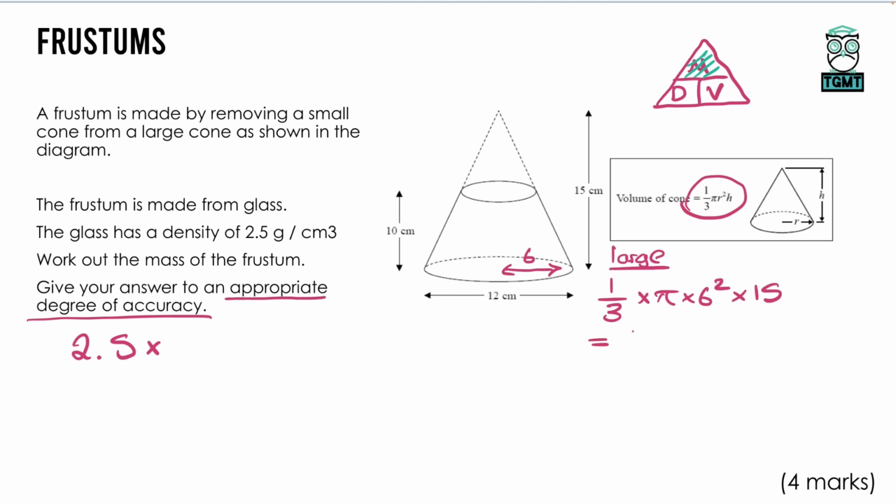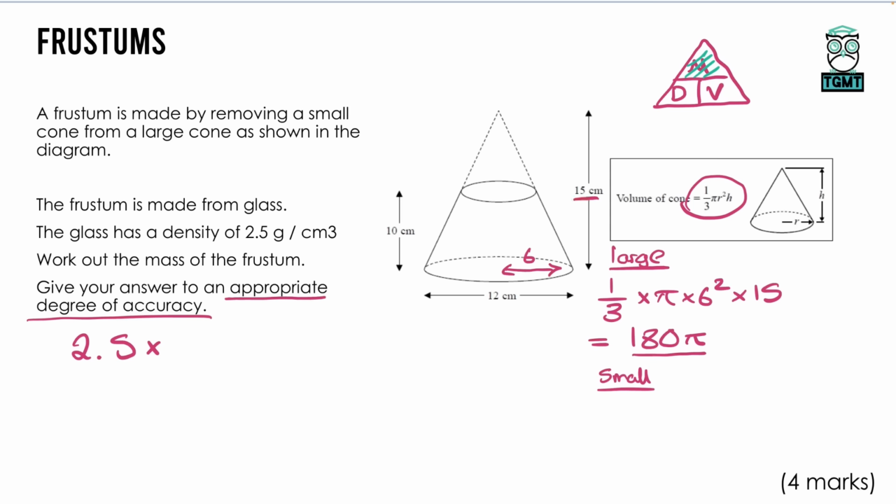And I'm going to leave this in terms of pi, because if I start writing down lots of decimals, there's a lot to write down, and as it's come out in terms of pi, it's much easier for me to leave it like that. So 180 pi. I'm now going to look at the small cone, the one that's been chopped off the top. But the small cone does take a little bit more thought process.